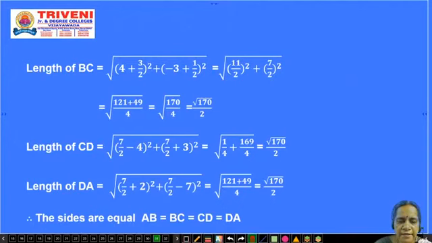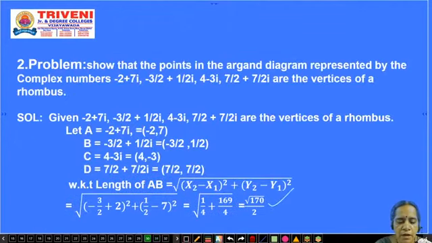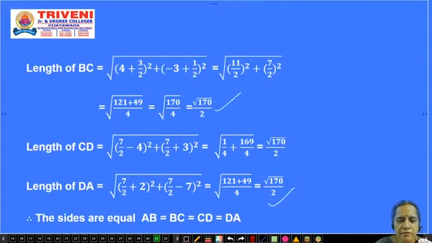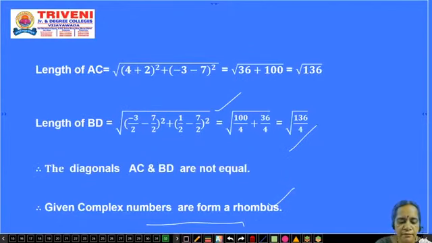Then the distance AB is root 170 by 2, the distance BC is root 170 by 2, CD is root 170 by 2 and DA is root 170 by 2. Therefore, these four sides are equal. AB is equal to BC is equal to CD is equal to DA. Then we have to check for a rhombus, so the lengths of AC and BD must not be equal.